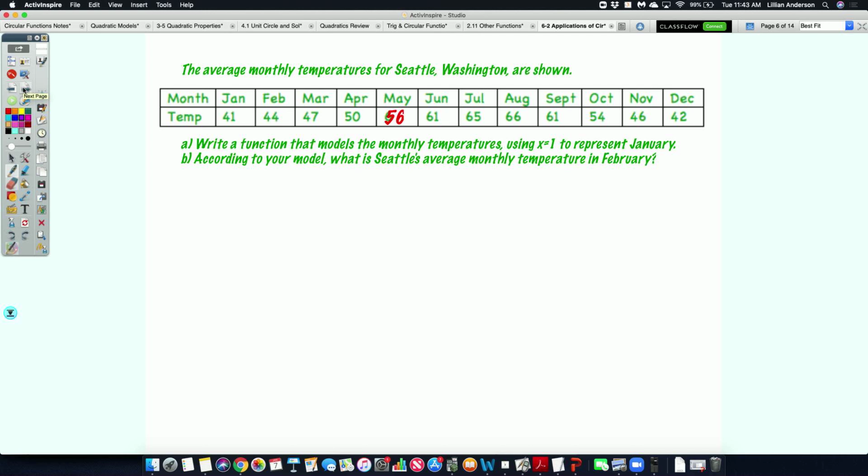The average monthly temperatures for Seattle, Washington are shown. There is an error. If you look at the month of May, it just has 6. That should be a 56. We're going to write a function that models the monthly temperatures using x equal 1 to represent January. So this is 1, so on and so forth.